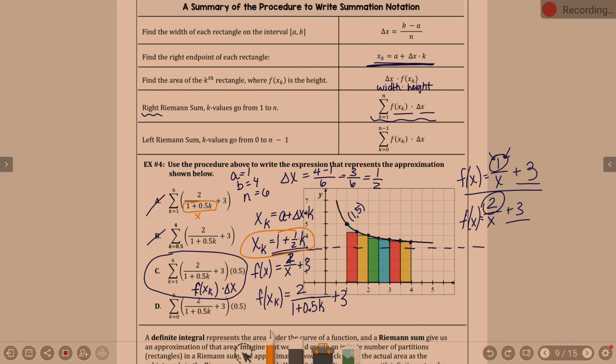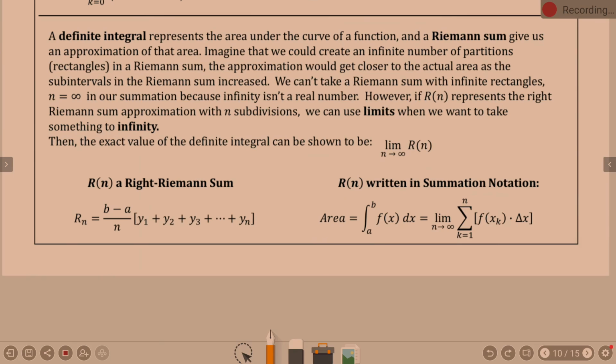Okay, down at the bottom, just a little bit of information there. A definite integral represents the area under the curve. I've already mentioned that. I don't know if it's stuck in your head a little bit, but a definite integral represents area under the curve. We'll talk about that a lot. And a Riemann sum gives us an approximation of that area. Okay, so a definite integral would give you the exact area. We're just getting an approximation with these Riemann sums.